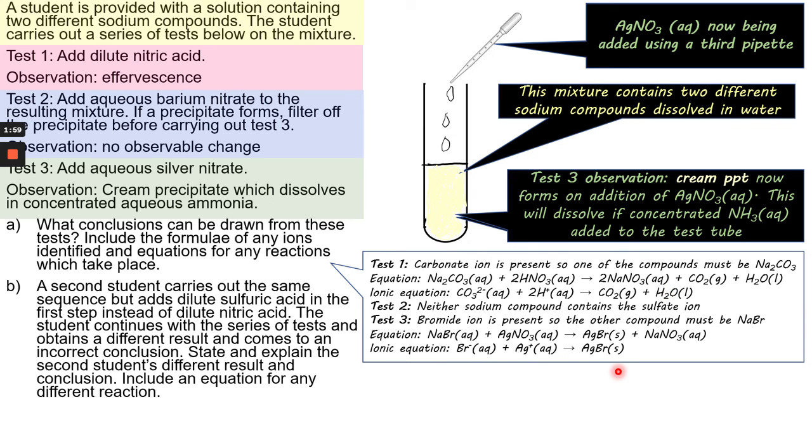Test 2, neither sodium compound contains a sulfate ion, because if they did, you would get a precipitate, a white precipitate, because of the barium. In test 3, the bromide ion is present, we just said, so the other compound must be NaBr. So the two compounds are sodium carbonate and sodium bromide. Remember, it's a solution containing two different sodium compounds.